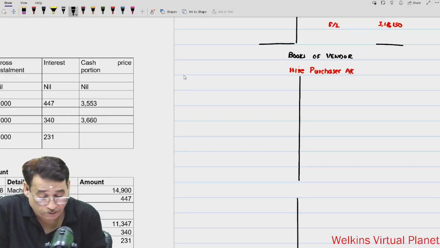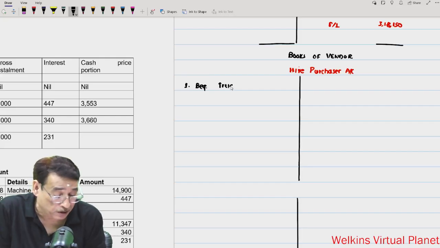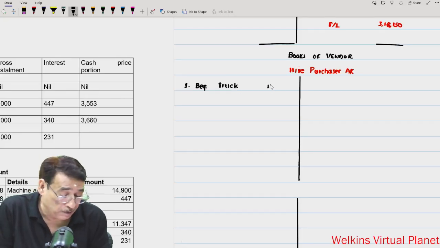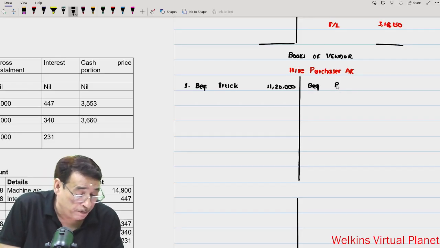So as far as first year is concerned, in the beginning, I will sell the asset to the hire purchaser. Hire purchaser account debit to truck account, I would write 11,20,000. We will receive the down payment on the same day by bank. Down payment amount is equal to 3 lakhs.